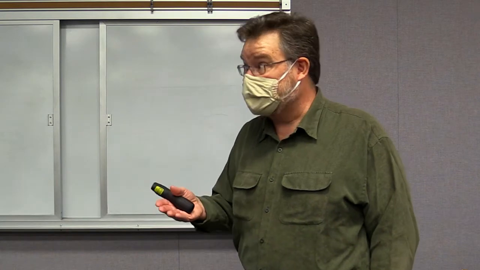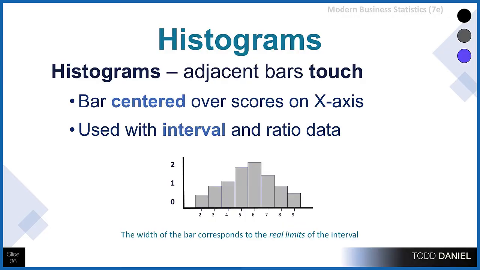So that's how we do a frequency table with our continuous data. Now we need to find out how to make pictures of our continuous data. Instead of using a bar chart, we're going to use a histogram. The difference between the bar chart and the histogram is that in the bar chart, the bars do not touch, and in the histogram, the bars do touch.